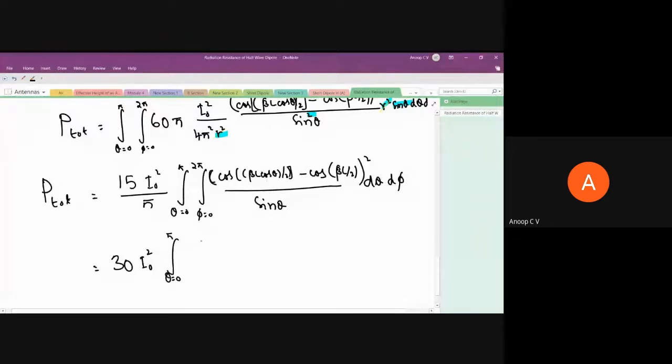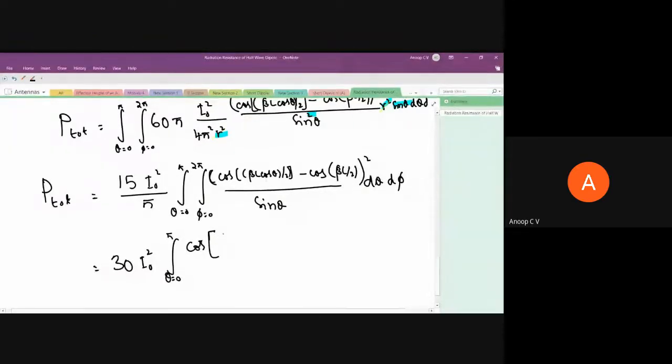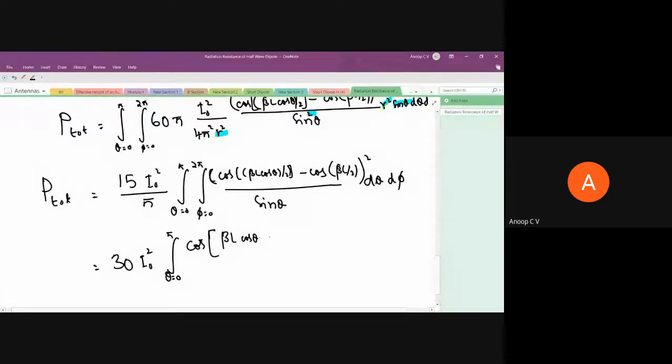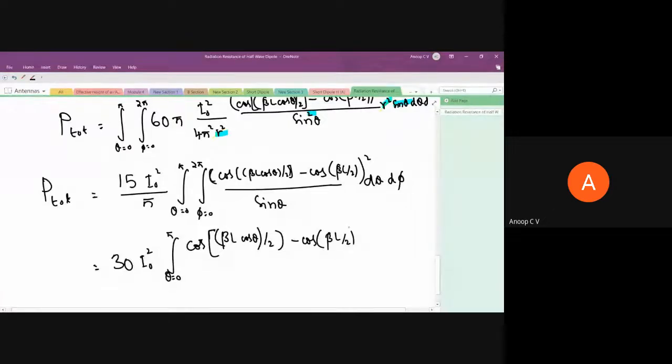The integrand is cos of beta L cos theta by 2 minus cos beta L by 2, the whole squared, divided by sine theta, d theta. Please don't substitute the value of L here now; maybe at the end we can substitute. I'm writing in general, but you can substitute beta equal to 2 pi by lambda and L equal to lambda by 2.